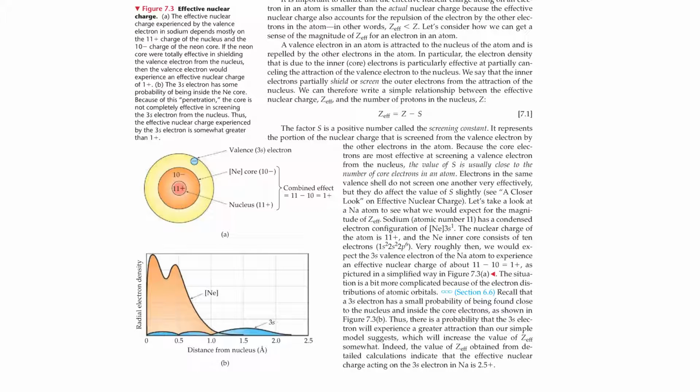The situation is a bit more complicated because of the electron distributions of atomic orbitals. Recall that the 3s electron has a small probability of being found close to the nucleus and inside the core electrons, as shown in figure 7.3b. Thus, there is a probability that the 3s electron will experience a greater attraction than our simple model suggests, which will increase the value of the effective nuclear charge somewhat. Indeed, detailed calculations indicate that the effective nuclear charge on the 3s electron in sodium is about 2.5 protons.